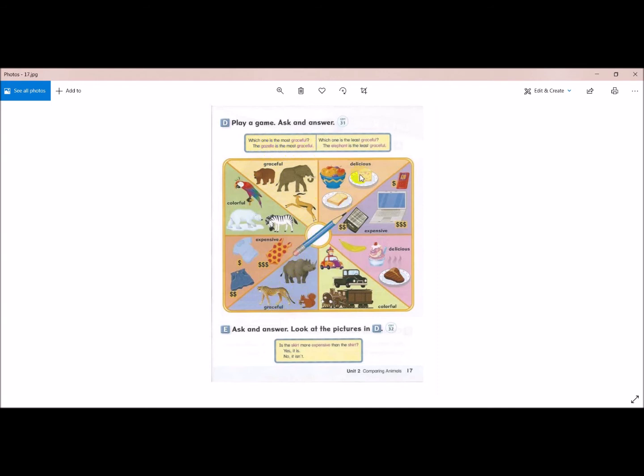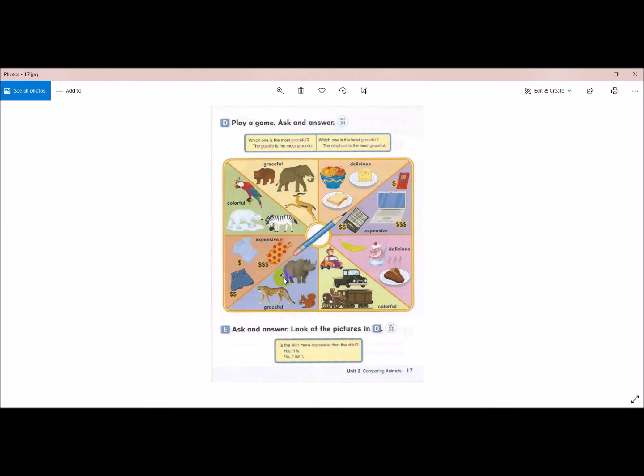And which one is the least graceful? Can you answer? 1, 2, 3. The squirrel or the rhinoceros? Yeah, the rhinoceros is the least graceful.